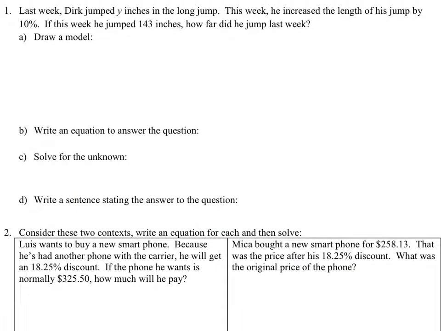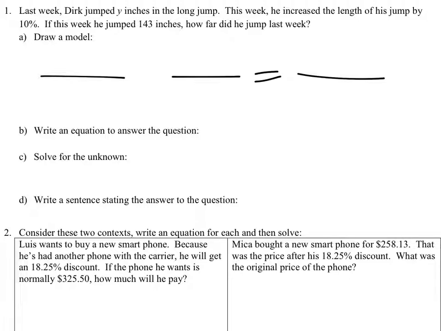So last week, Dirk jumped 1 inches in the long jump, and this week he increases the length of his jump by 10%. If this week he jumped 143 inches, how far did he jump last week? So there's two things that we're comparing on these, and it will work in the proportion as well, but it may help us to identify where some of the values go and what values we're looking at.